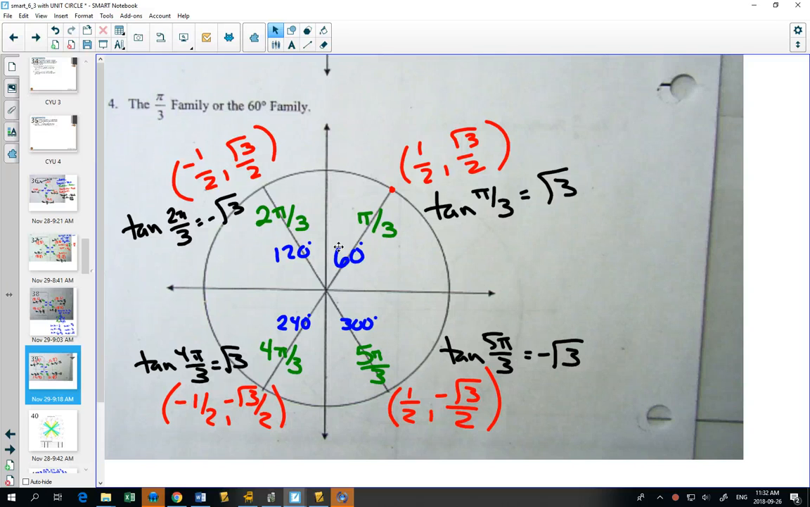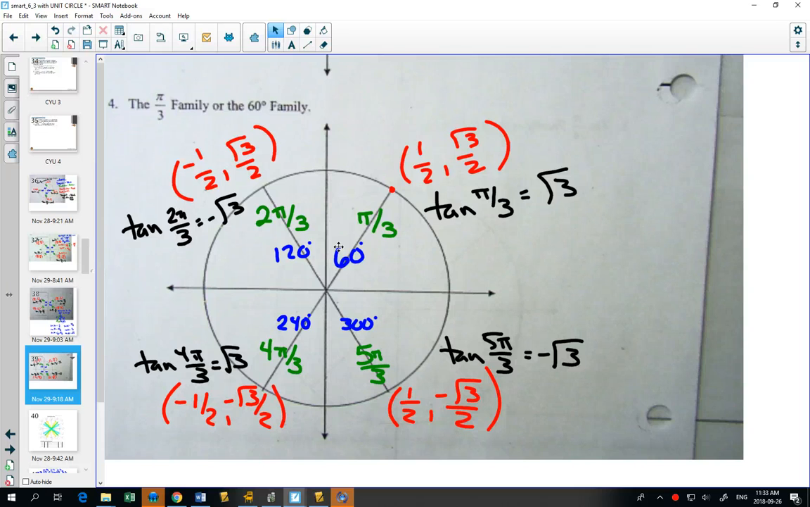So if I ask, what is the pi over 6 family member in quadrant 4? 11 pi over 6. What is the pi over 3 family member in quadrant 4? 5 pi over 3. What is the pi over 4 family member in quadrant 4? 7 pi over 4. How could you find those ones out quickly? What's the pattern with 11 pi over 6, 7 pi over 4, and 5 pi over 3? One less than double.